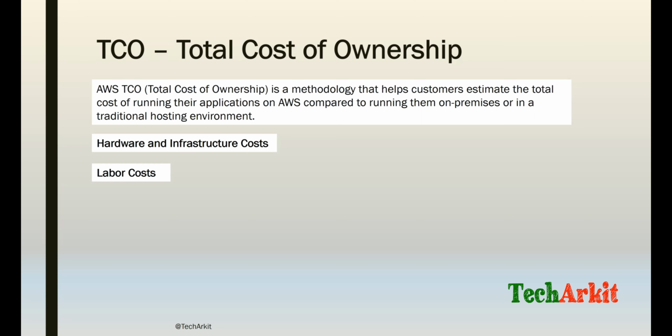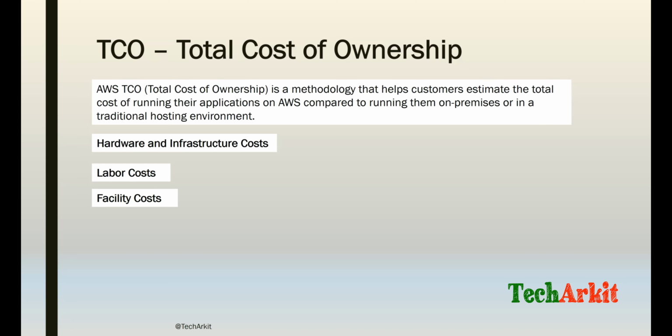Labor cost, like maintaining an IT professional team. You have to put some IT admins to manage and maintain that on-premises infrastructure, like networking equipment, security equipment, and application development, all this stuff. So that also you have to consider in the TCO, the total cost of ownership.